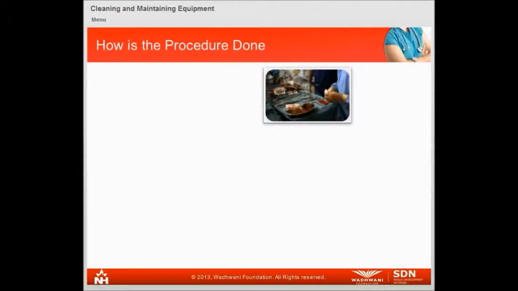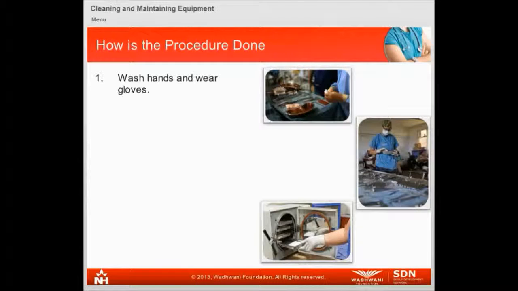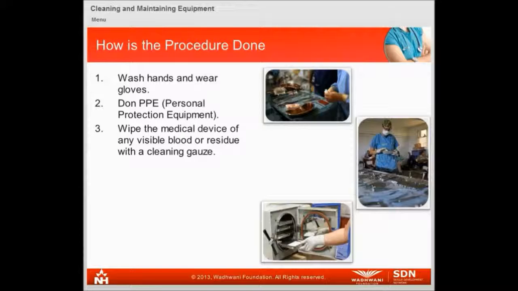Let's find out how the procedure is done. 1. Wash hands and wear gloves. 2. Don PPE, personal protection equipment. 3. Wipe the medical device of any visible blood or residue with a cleaning gauze.